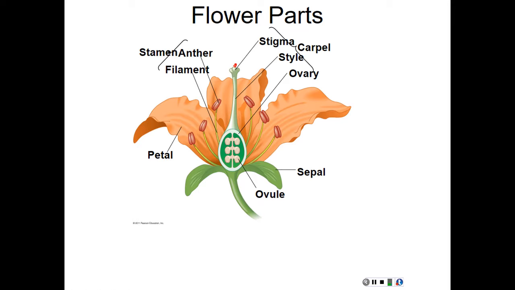A pollen grain will land here, and this style essentially is a track that this pollen tube is going to go down, and it's going to deliver its sperm to one of those 6 ovules within the final part of the carpel we need to know about, which is called the ovary, and that is this whole structure right here.